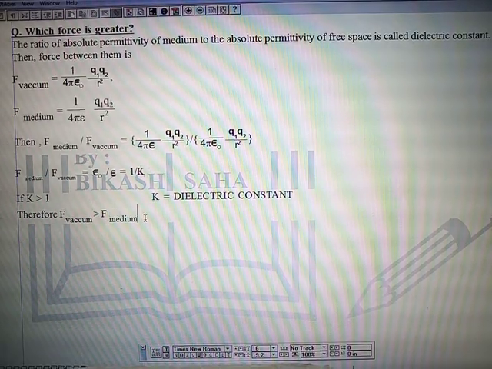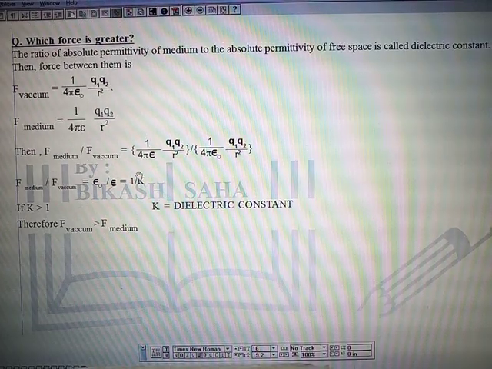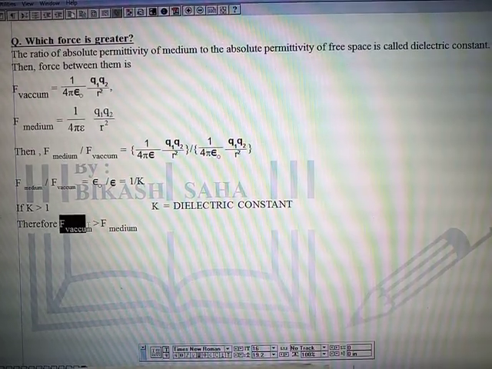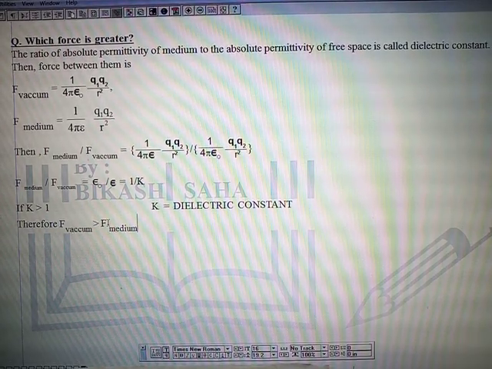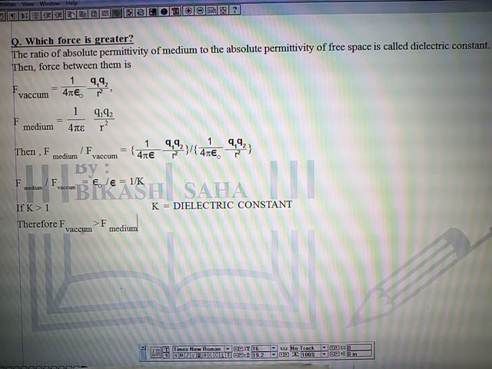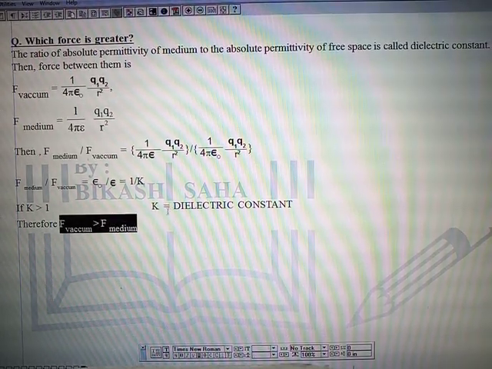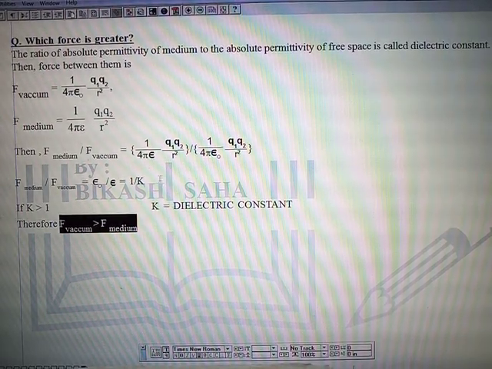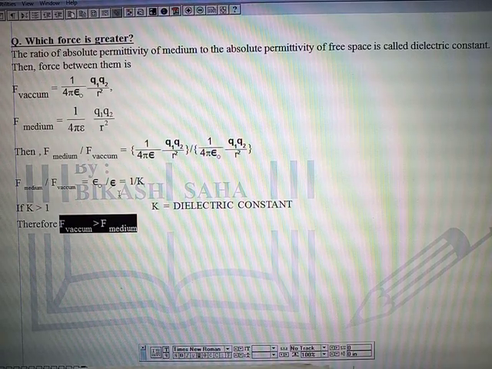Okay, now this is one of the questions. What we observe is that the force in vacuum, that is air or free space, is always greater than any force we get in a dielectric medium. Keep it in mind, very important. Several times they have asked this in the CBSE board questions. This is very important. Is it right?